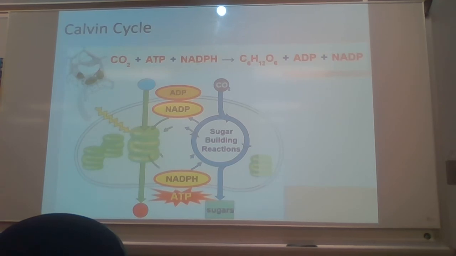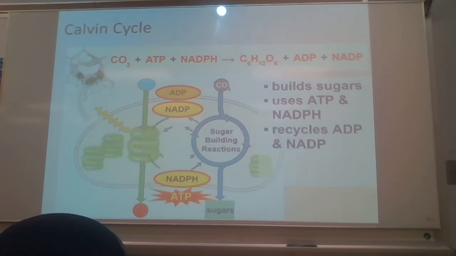One of the big questions on the last quick check is filling in this diagram, so you'll have a chance to look over that yet again. The whole point of the Calvin cycle is to build our sugars, and then we can use those sugars as building blocks for other molecules. We're using that ATP and NADPH from the light reactions, and we're recycling that ADP and NADP+ back to the light reactions so that we can continue to pick up energy there.